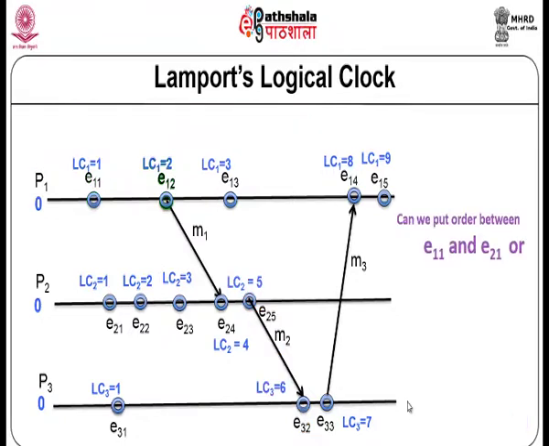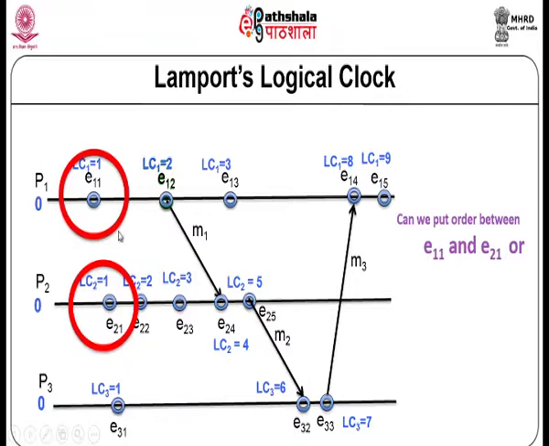What is the problem? Let us look at some other examples. For example, E11 and E21. This is our E11 and this is E21. The clock values are identical. So, therefore, can we look at the clock values and say the relationship between these two? In this particular case, the clock values are identical, therefore, we can call them two concurrent events, because the clock values are not differing.